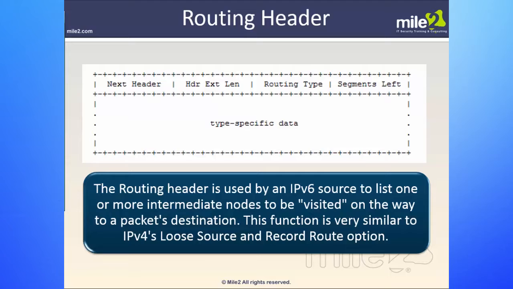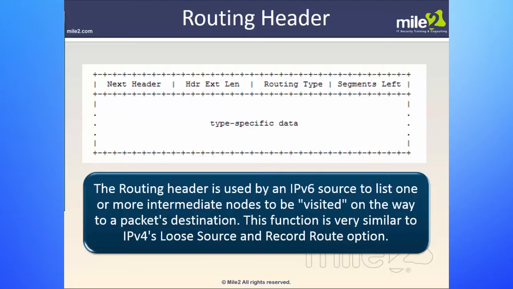Awesome. So if segments left is 0, the node must ignore the routing header and proceed to process the next header in the packet, whose type is identified by the next header field in the routing header. If segments left is non-zero, the node must discard the packet and then send an ICMP parameter problem, code 0, message to the packet's source address, pointing to the unrecognized routing type.